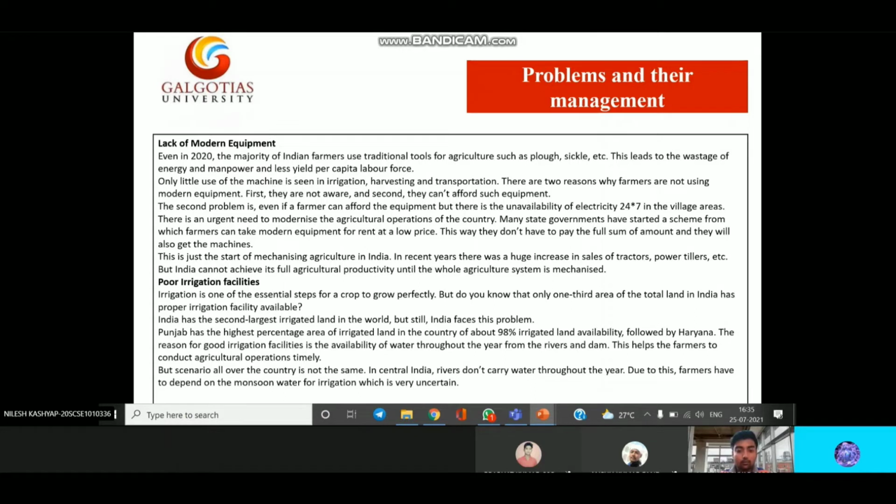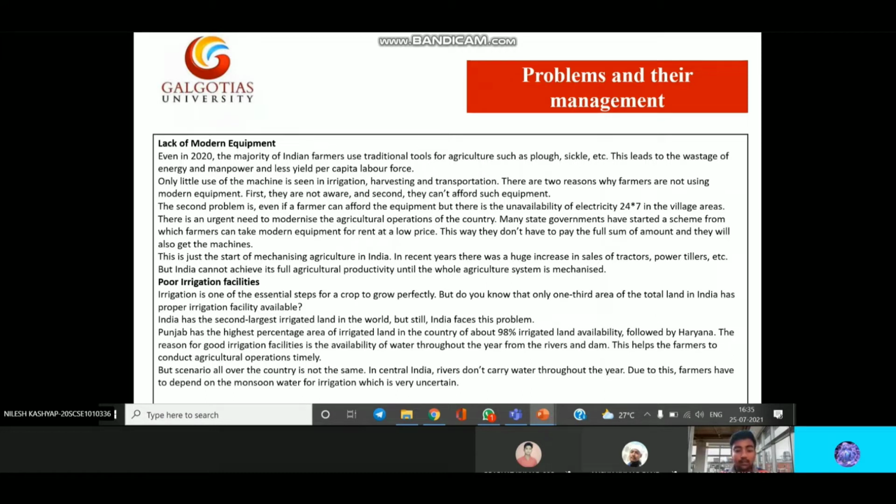There are basically two main problems in India. First, there are two reasons why farmers are not using modern equipment. They are not aware of it, and they can't afford such equipment. And even if some farmers can afford the equipment, there is the unavailability of electricity 24 by 7 in the village area. Now come to the second problem, poor irrigation facilities.